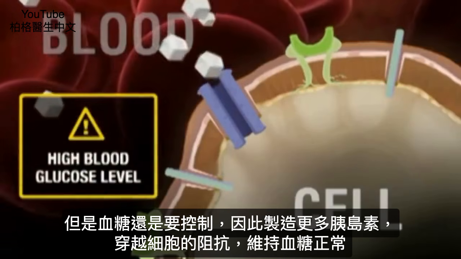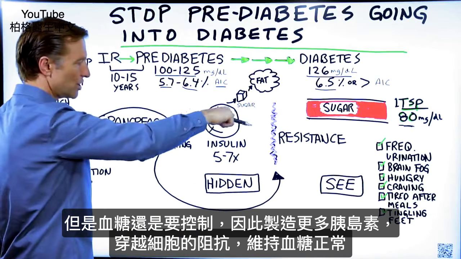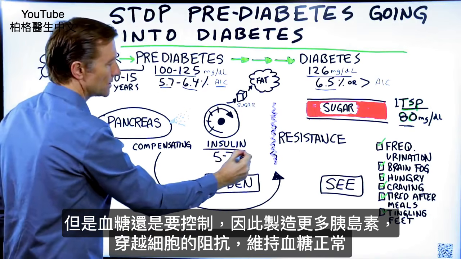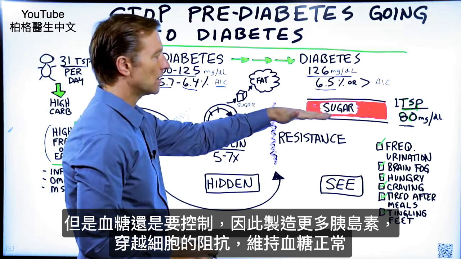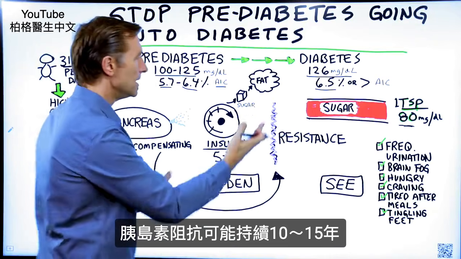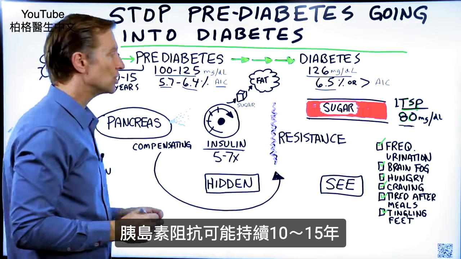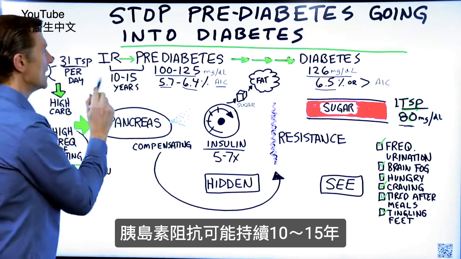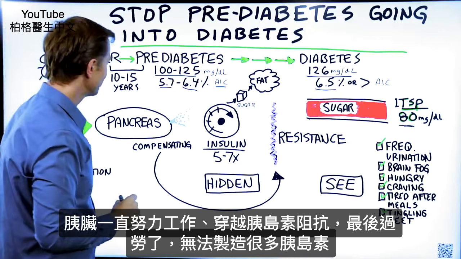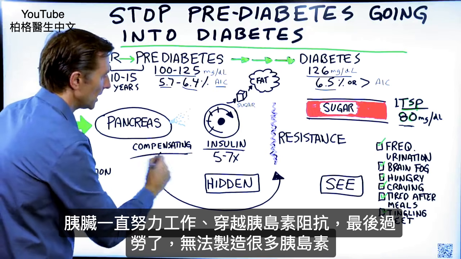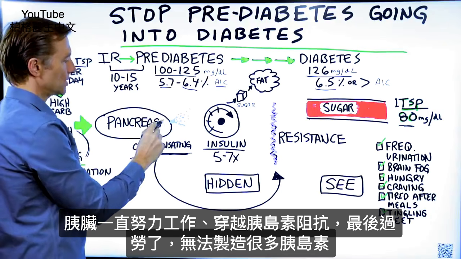The problem is the body still has to keep this under control. So it starts to turn up the dial and produce more and more insulin to penetrate through this resistance to keep the sugar at a normal level. And this whole game continues for a period of 10 to 15 years. So you may have insulin resistance for 10 to 15 years until all of a sudden this pancreas says, you know what? It's been compensating, it's been working hard to counter this problem to help you, but now it's exhausted.